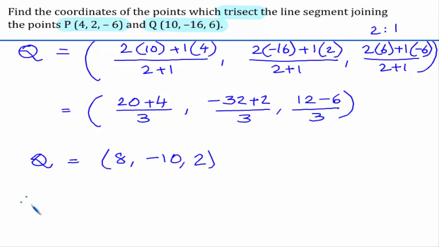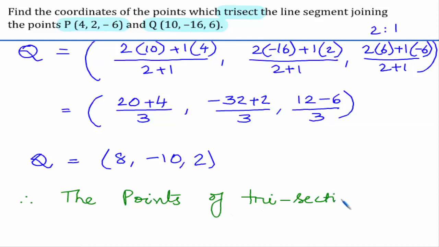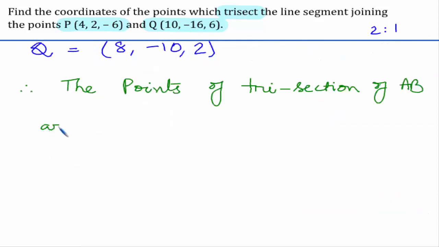So therefore, the points of trisection are, the first one is 6 comma minus 4 comma minus 2 and 8 comma minus 10 comma 2.